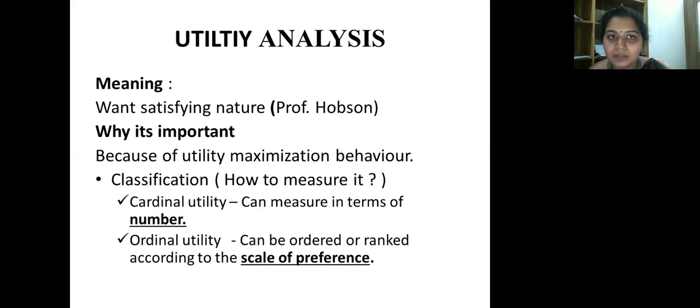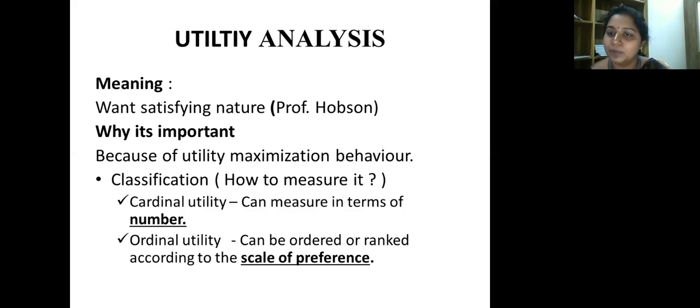What is utility? Want-satisfying nature, that is utility. Why is he buying the product and paying that much price? Because it is satisfying his need. That is the reason. So why is it important? We are analyzing the utility maximization behavior of the consumer. Why do we have to analyze that as a firm, as a manager? Why do you need to analyze that?